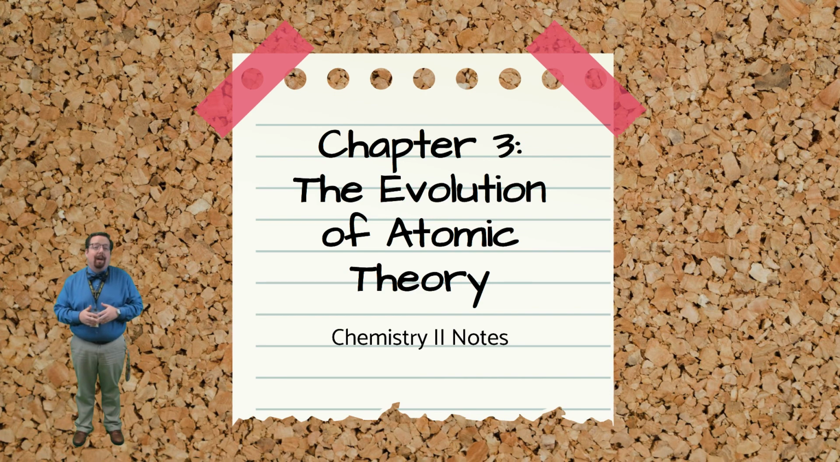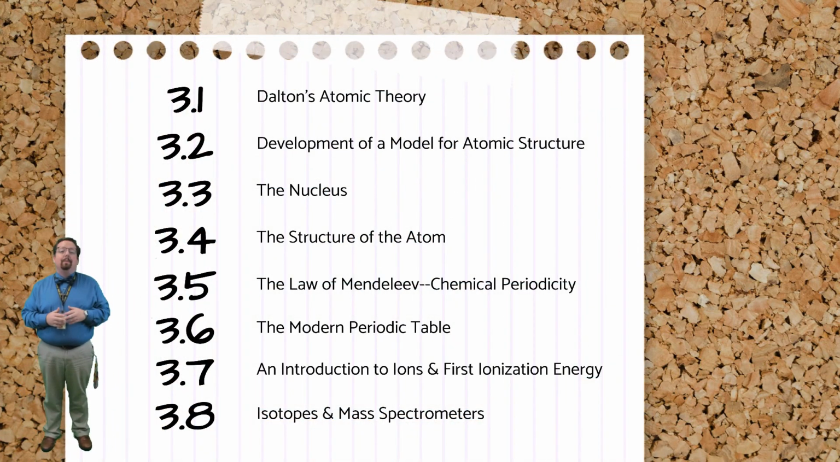Today we're going to cover Chapter 3, The Evolution of Atomic Theory. In this chapter we'll learn about Dalton's atomic theory, the first developed model for the structure of an atom, how the nucleus was discovered, the general structure of the atom, how the periodic table was first arranged by properties, what the periodic table looks like now, what ionization energy is, and how mass spectrometers help us see different isotopes.